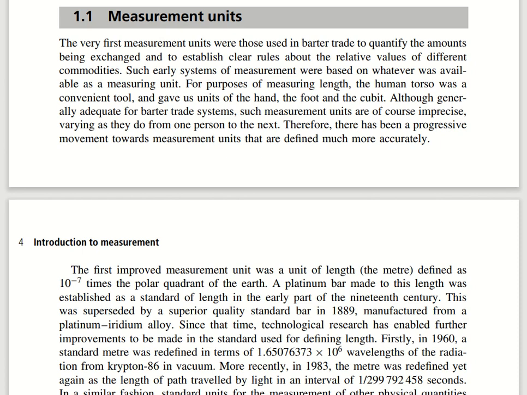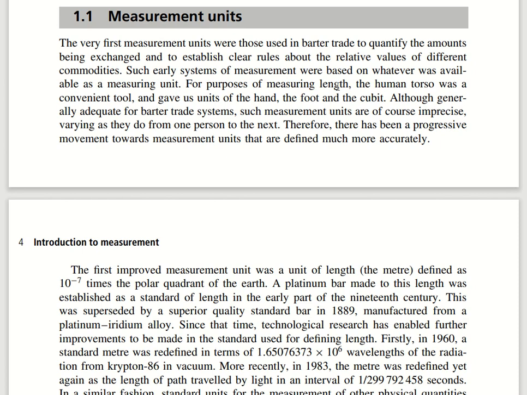So although generally adequate units for barter trade systems were available, they were not accurate, right? They were imprecise. They vary from one person to the next. If I want to measure something by arm's length, the length of my arm can be different from the length of your arm. It is not accurate.